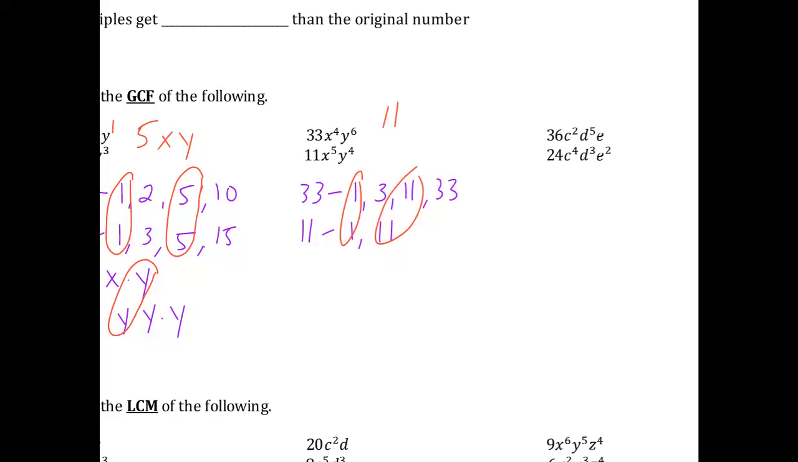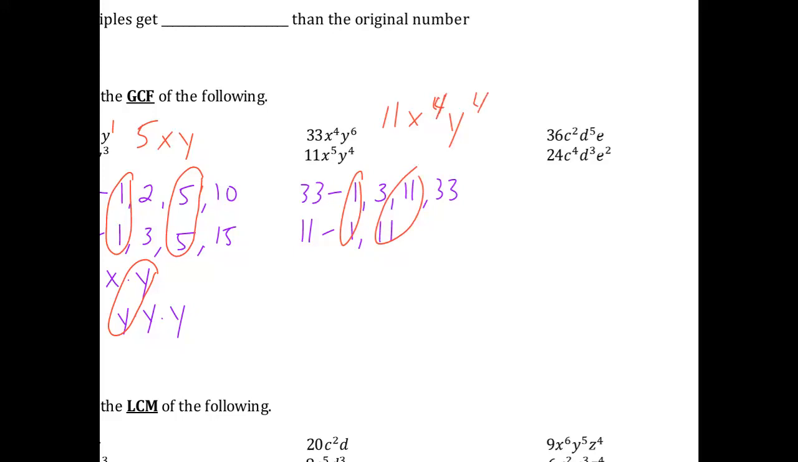Now, we could write out all the variables again and circle the ones they have in common, or let's use our trick. We've got x to the 4th, x to the 5th. The smaller exponent is 4. Y to the 6th and y to the 4th. The smaller exponent is also a 4.